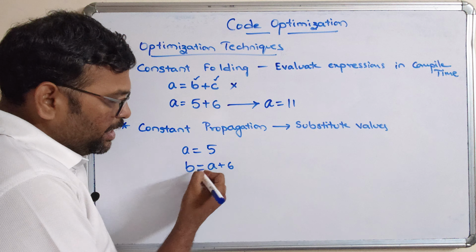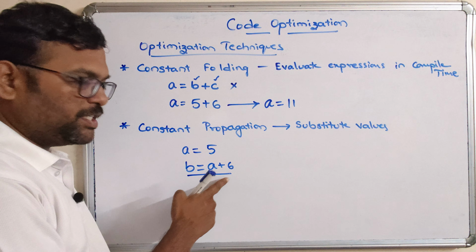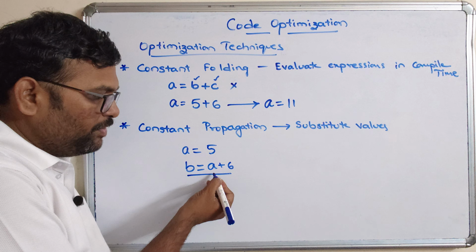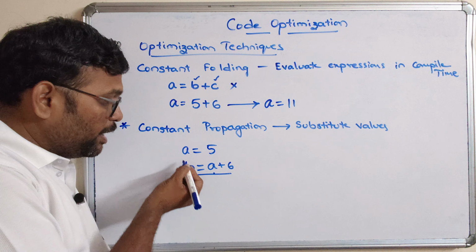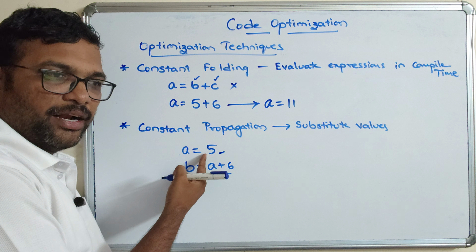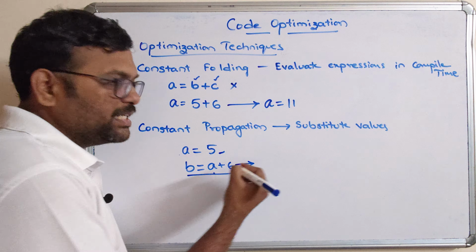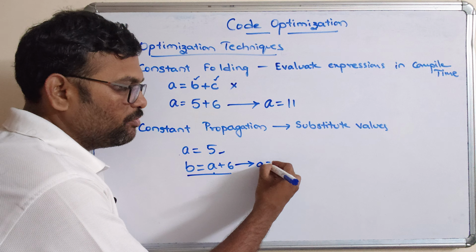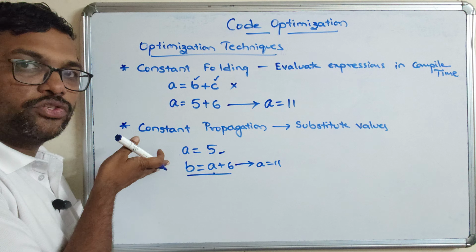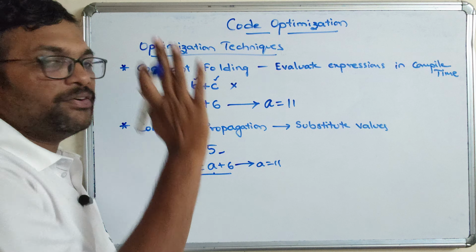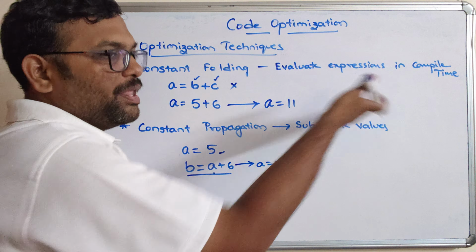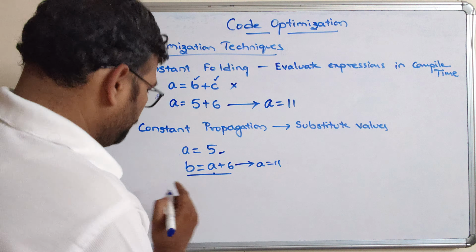Because here you can observe this expression: the addition is dependent on variable a, where the variable a has the value 5. Already 5 is there, so automatically the result can be stored as b is equal to 11. So this can also be computed at compile time. This is also one form of constant folding itself. We are supposed to substitute the values in the variables.